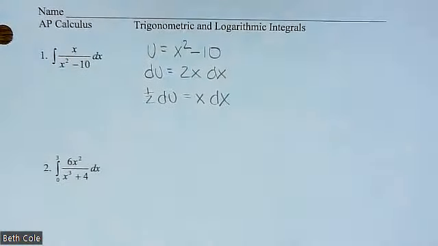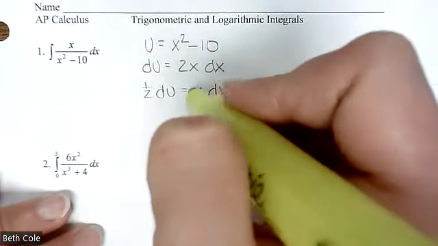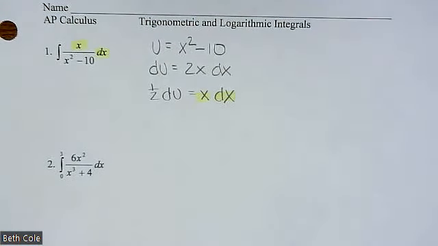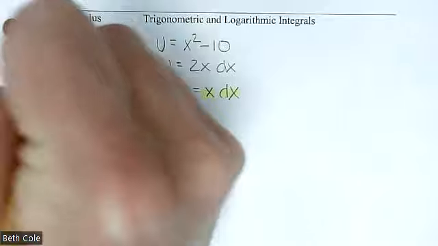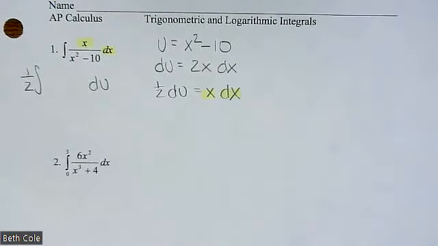And here's where I highlight. And again, you're not allowed a highlighter on the AP exam, so you don't want to become too dependent on this, but it does help to see it. In place of x dx, we're going to substitute 1/2 du. So in place of what I highlighted, we're going to put 1/2 du. So you want to put the 1/2 out front, the du at the end. What you didn't highlight is still there.